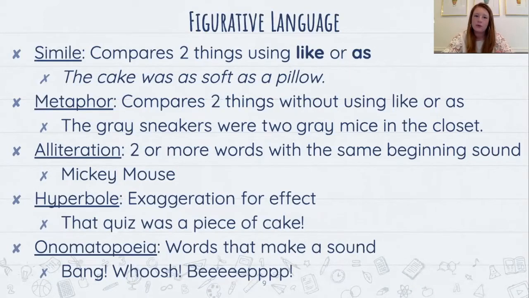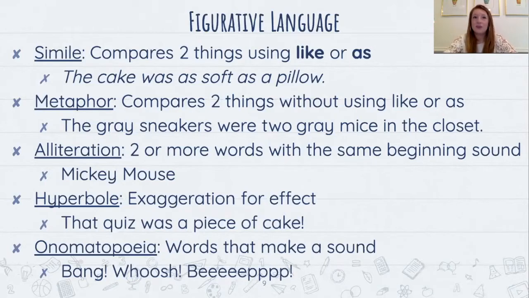Now, you and I both know that sneakers are not mice, but when I have this comparison, it kind of helps me think, oh, maybe they're peeking out, maybe they're under something, and their laces may look like a tail. So it gives me a way to think about the sneakers in a way I normally wouldn't.